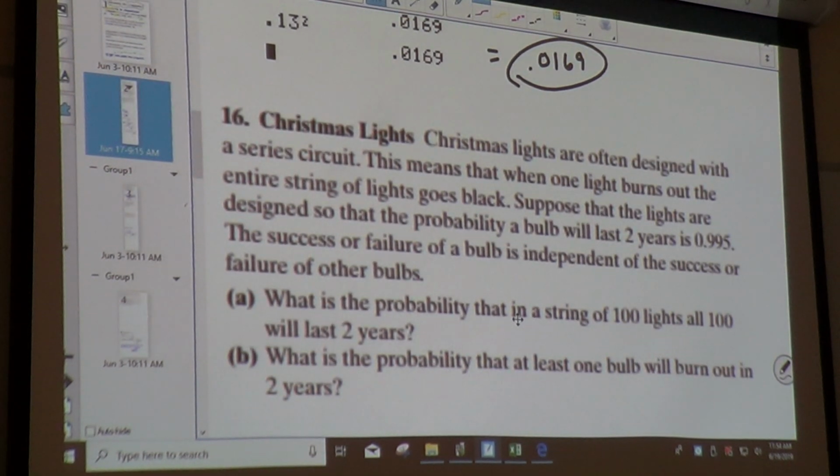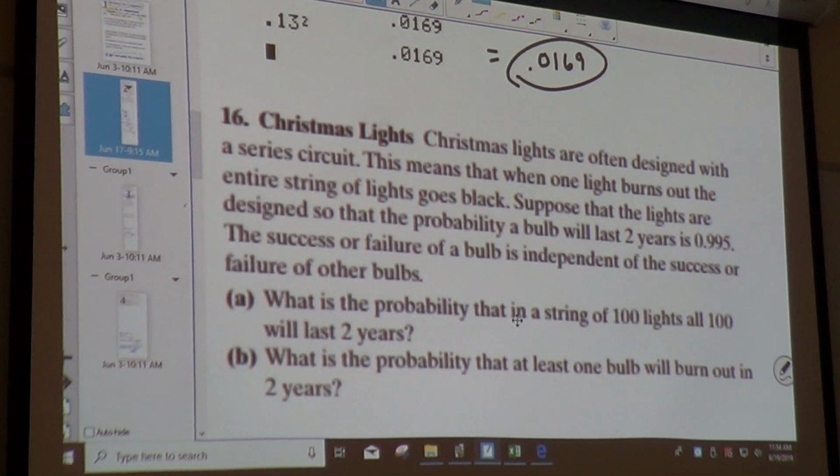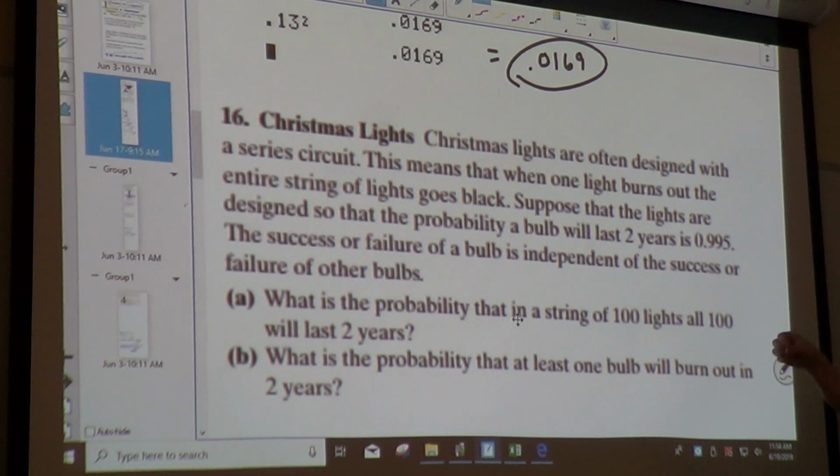Now, have y'all ever had Christmas lights where one light was bad and it made the whole string go out? Back in the day, that's how Christmas lights were, or sometimes still today. One bad light or one that's out makes the whole strand go bad. So that's what this is talking about. Christmas lights are often designed with a series circuit. That means that when one light burns out, that entire string, or maybe every fifth one or every third one, is going to go out.